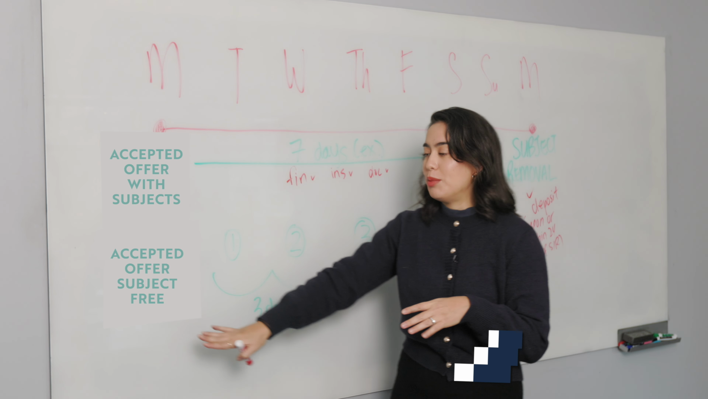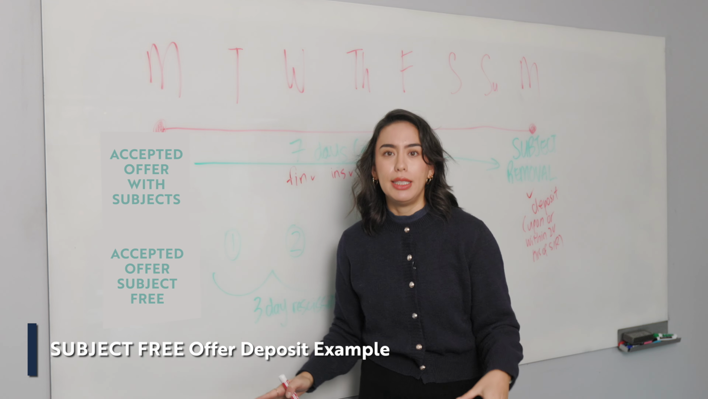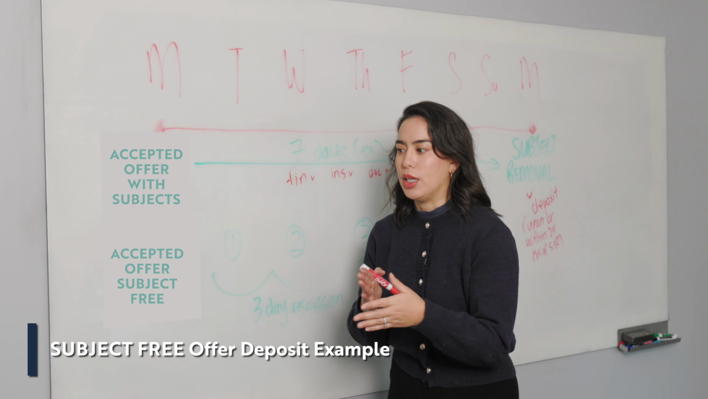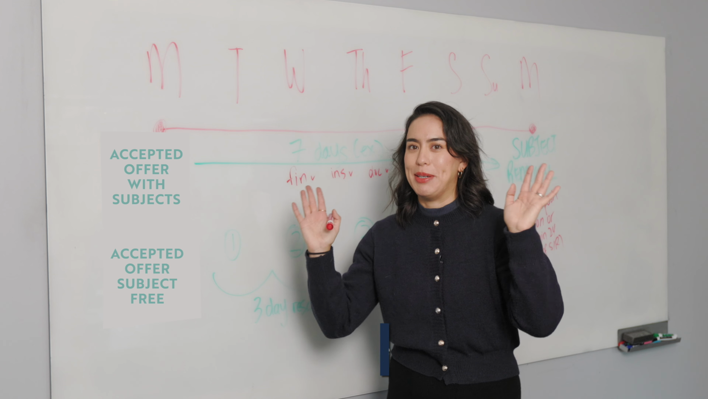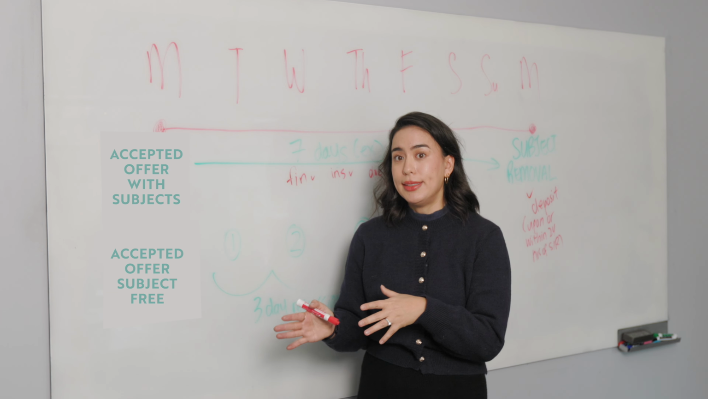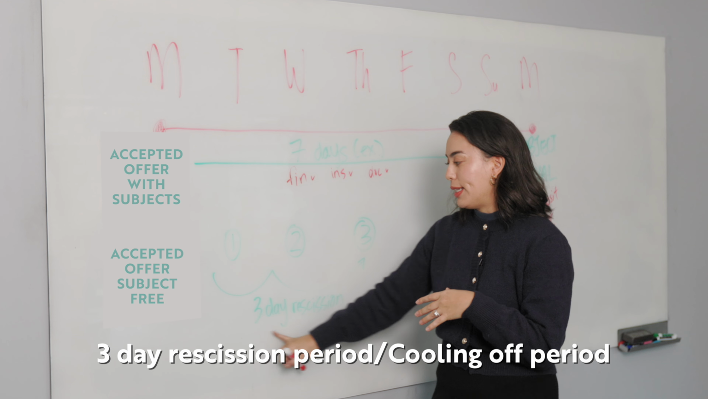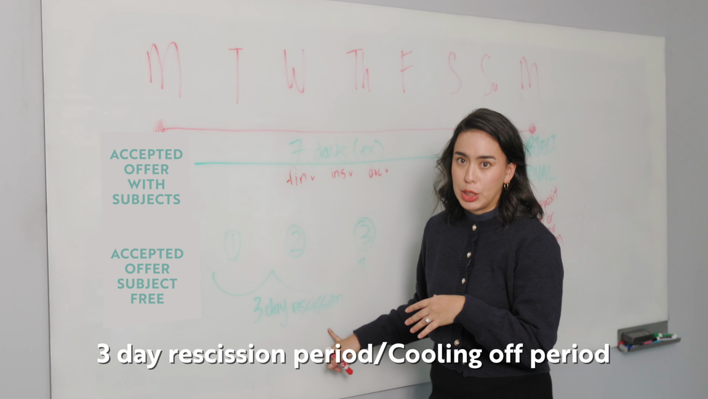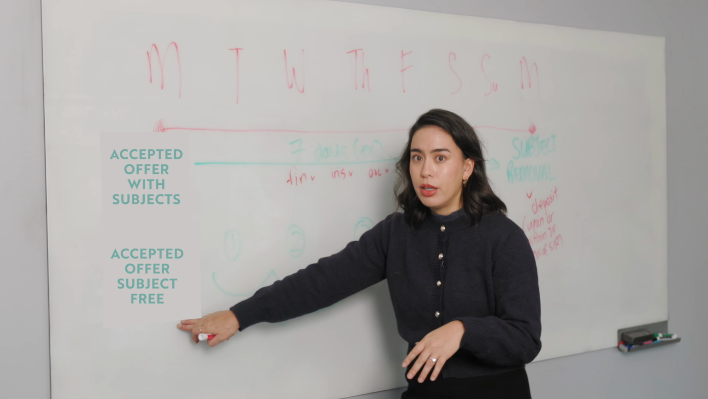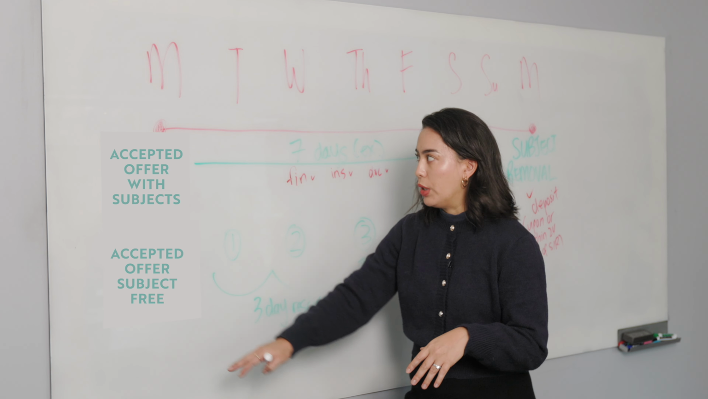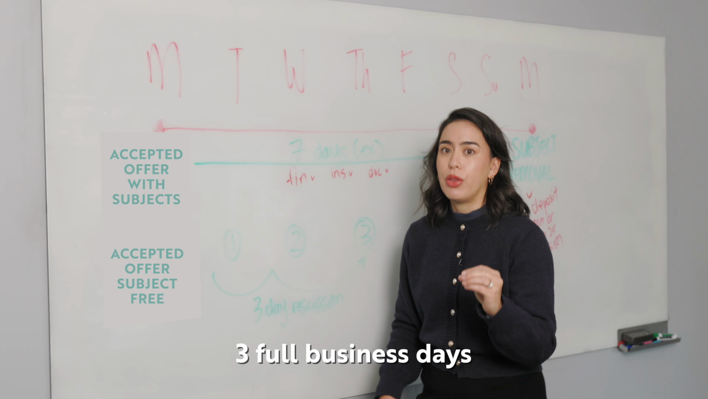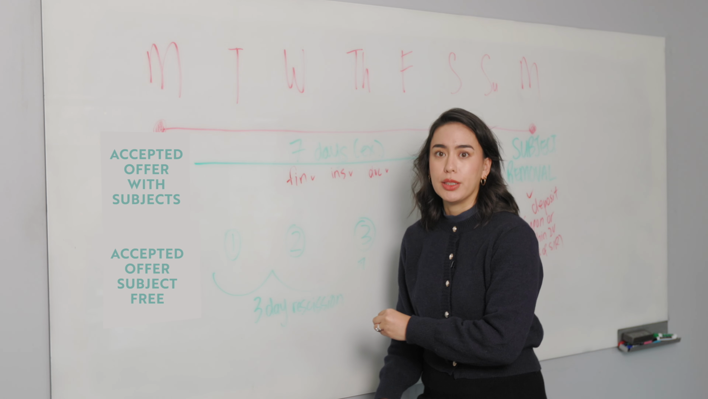Now, if we are subject free, it's a completely different story. So the old way of subject free was essentially just I'm committing to this property, here's my deposit, no harm, no foul. The government has changed that and they now have a 3-day mandatory homebuyer rescission period on all offers, where once you have that accepted offer, even if you are subject free, you still have 3 full business days to decide whether or not you're moving forward with that purchase.